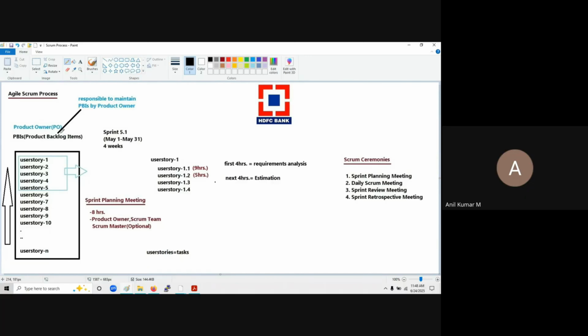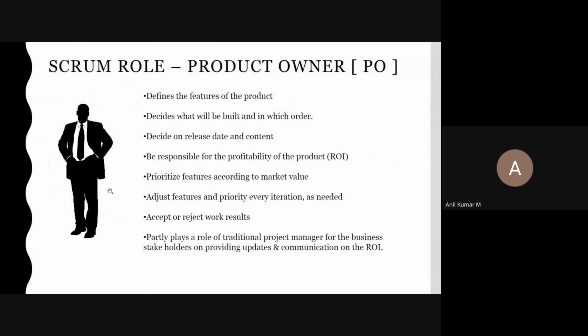So he is the one who is going to give these user stories. He decides what will be built in which order, and decides on release date and content. He is also responsible for the ROI, the profitability of the product. That means he decides which user story has to be developed first, so that when we deliver that service to the client, it should be useful to his company. That is called ROI, profitability.